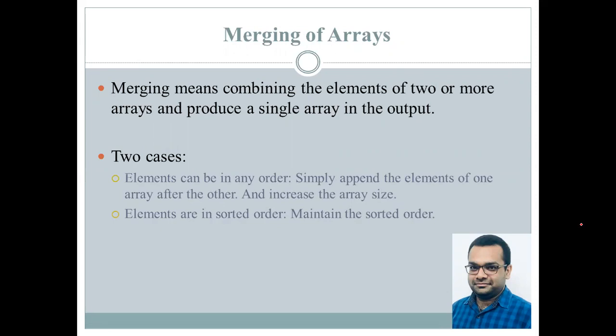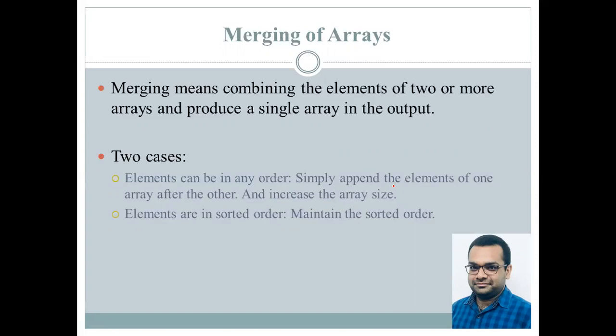Now there are two possible cases in the merging order that needs to be performed for the arrays. The first case arises when elements can be in any order. This case is very simple, in which we have to simply append the elements of one array after the other, and in the resultant array we have to increase the size and set it to at least the size of both the array elements from the two arrays taken combined, or more arrays taken combined. The second scenario arises when the elements are in sorted order and therefore we have to maintain the sorted order.